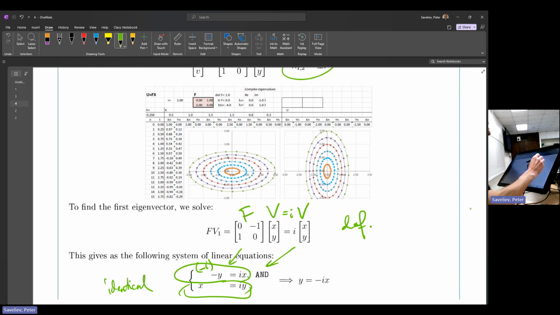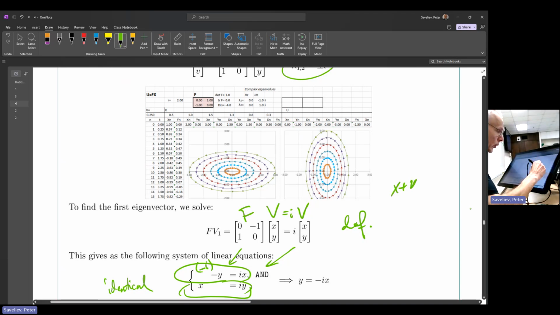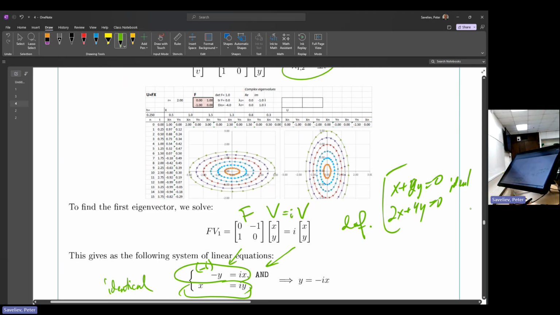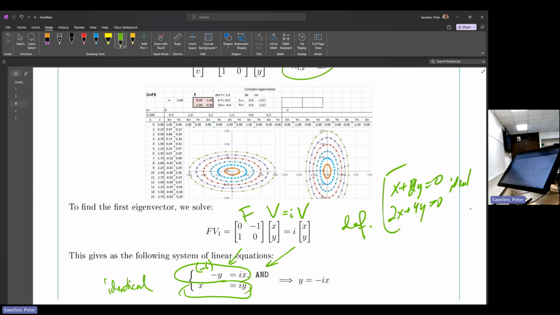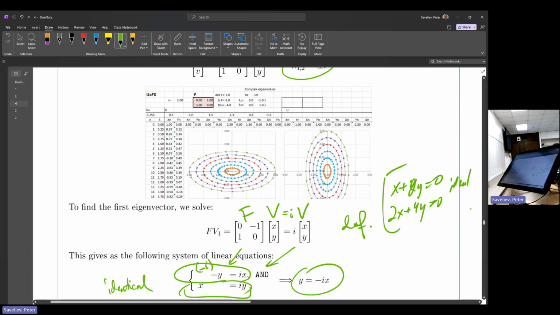Just like if you had x plus 2y equal to 0, and I have 2x plus 4y equal to 0. Once again, these are identical equations. The same, except now we have this luxury of multiplying by complex numbers too, but nonetheless, these are the same equations. And so then this is my eigenspace.